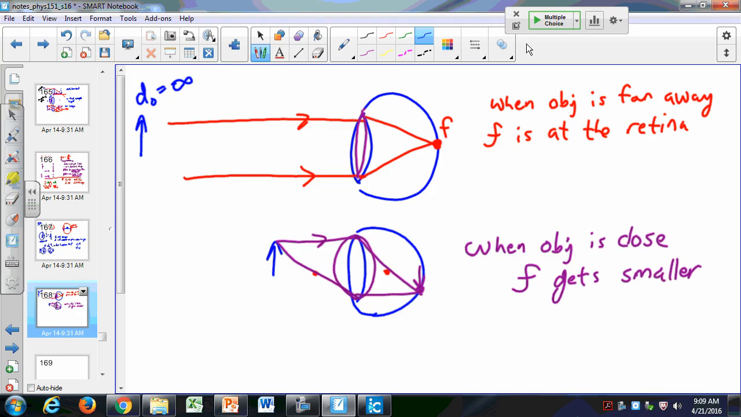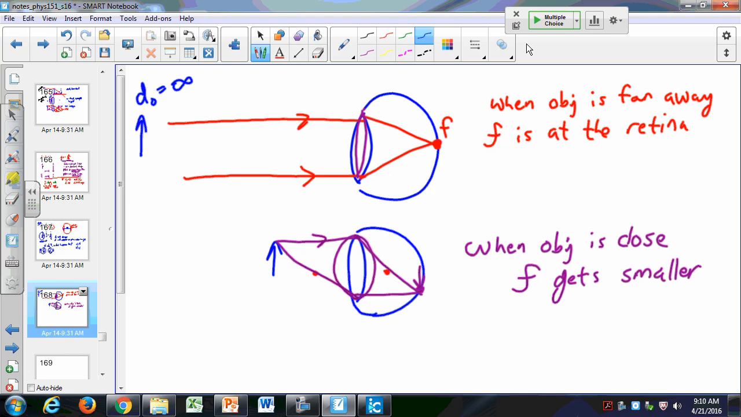So if I'm looking at something that's really far away, then when the light rays reach me, they're parallel, and those parallel rays are going to focus at the focal point, because that's what a convex lens does. And so the focal point of this lens will be at the retina, because that's where your image is always going to be, at the retina, okay? And so when the object is far away, your focal point is at the retina.